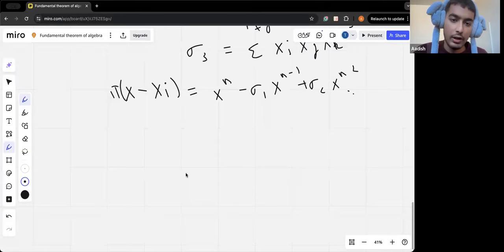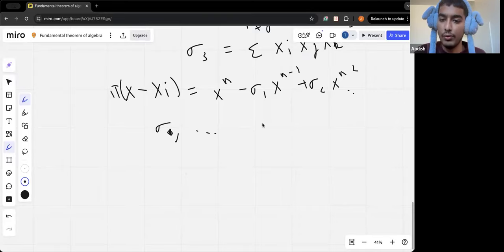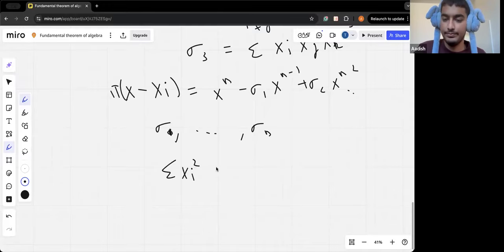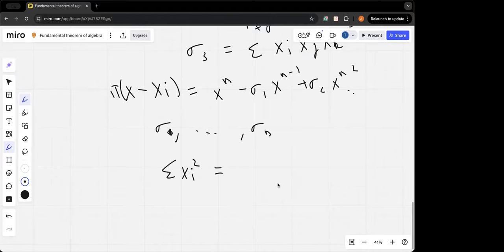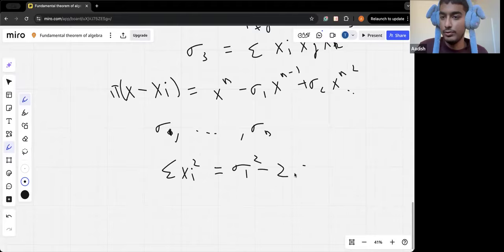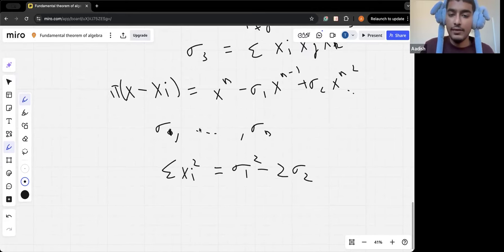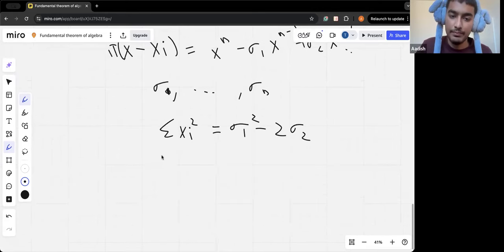Yes. So, okay. Suppose someone tells you the value of all the symmetric polynomials, rho 1 to rho n, and then asks you to find the summation of xi squared. What do you do? I mean, rho 1 whole squared minus rho 2. Minus 2 rho 2. But yeah, so given these, you can find the summation of xi squared.